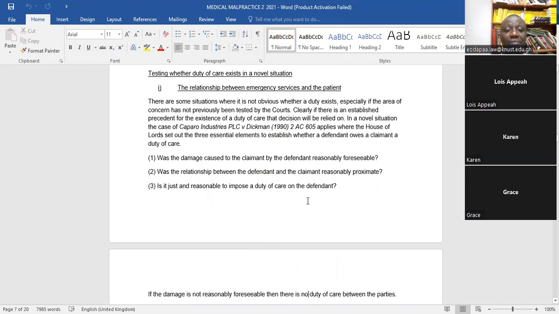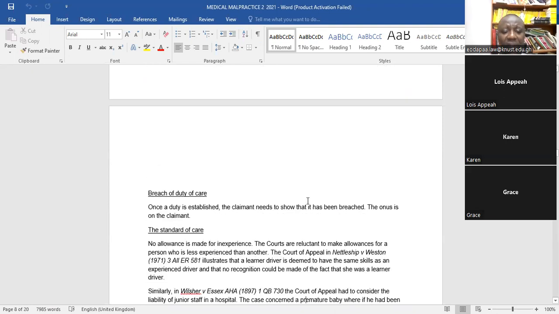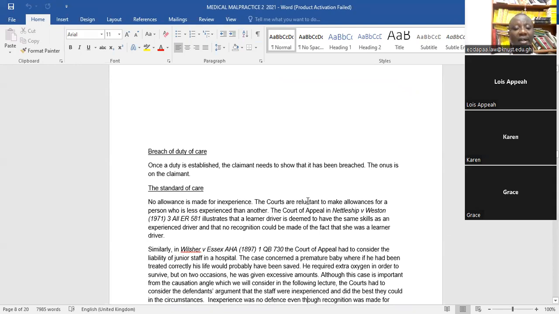Then again, I think that was the place that we ended, and we're going to start what we call the breach of duty of care. So we would like to continue with our joint class by discussing the breach of the duty of care. So the second major element in trying to establish whether there has been clinical negligence or not is to show whether there was a breach of duty of care.